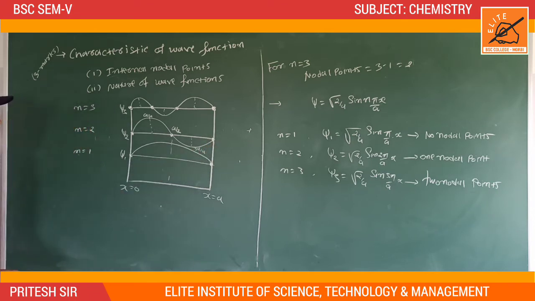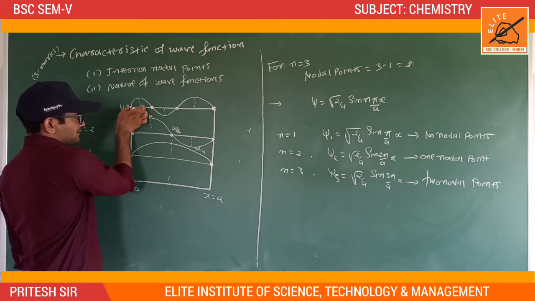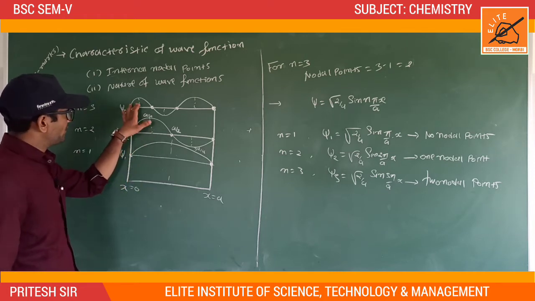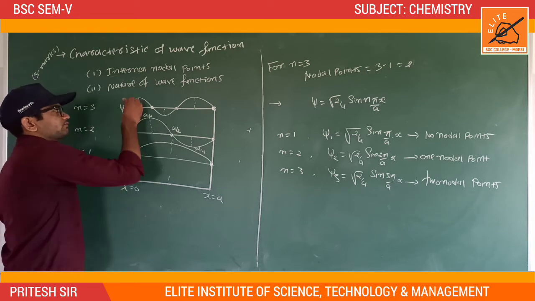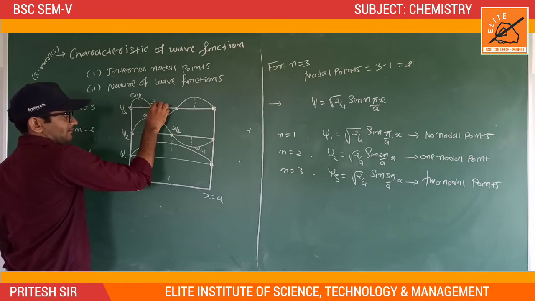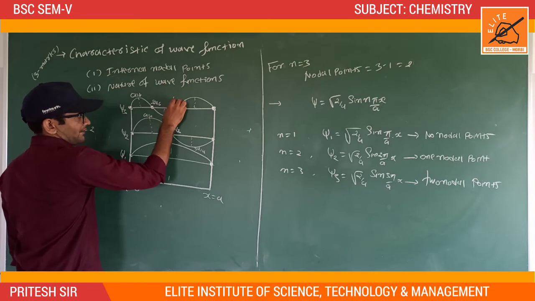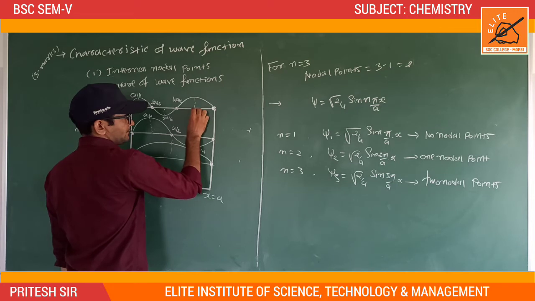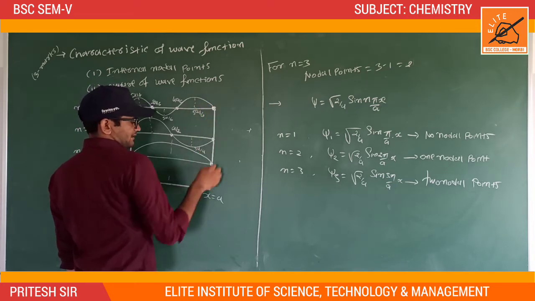So in this case for n is equal to 3, the total straight line is divided into which parts? 1 2 3 4 5 6. So here a by 6, at this point 2a by 6, at this point 3a by 6, at this point 4a by 6, at this point 5a by 6, and last one is 6a by 6. It means x is equal to a.